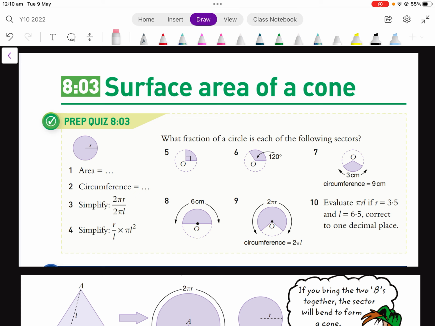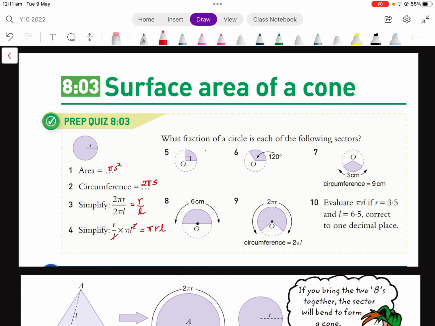This circle with the radius s has an area of pi r square, r being s here, so pi s square. The circumference of the same circle is 2 pi r, which is 2 pi s. If you have to simplify this expression, 2 pi divided by 2 pi will be 1, so I will get r over L. Simplifying this expression, L square divided by L will get me L in the numerator, so this is pi r L.